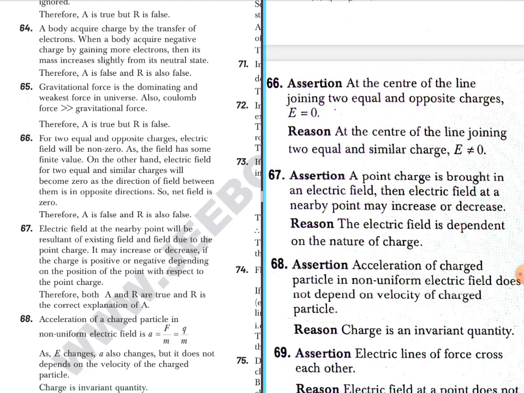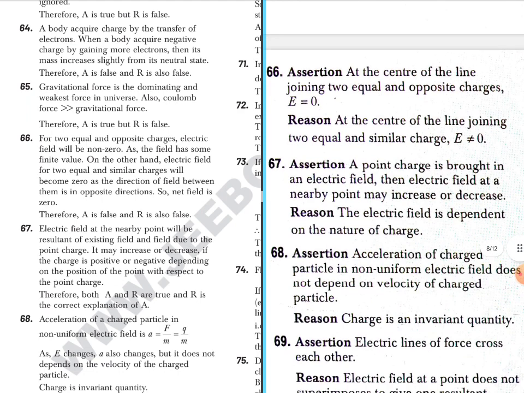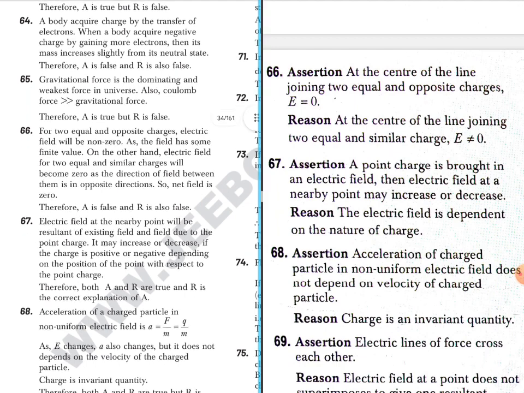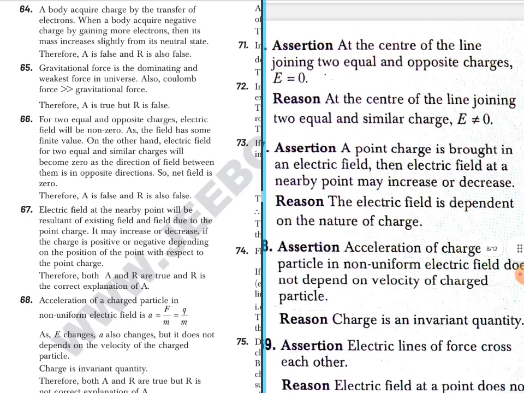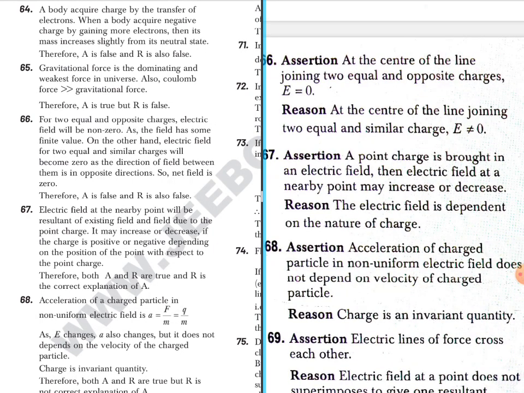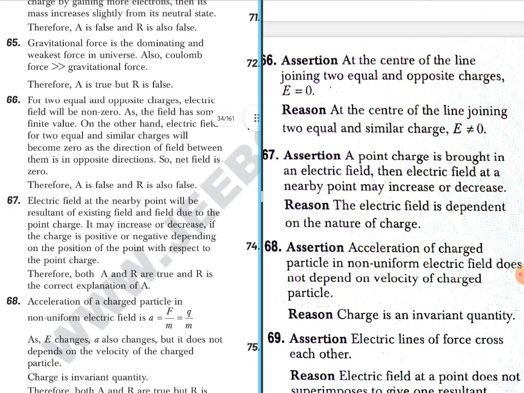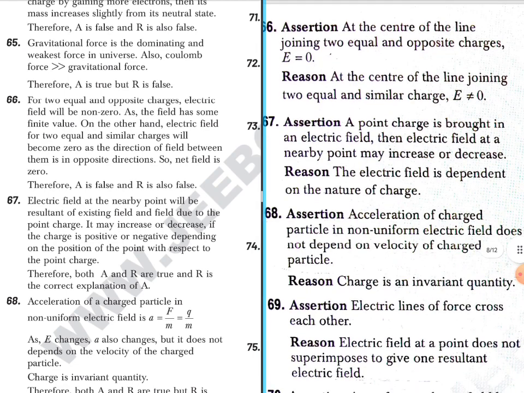Assertion: a point charge is brought in an electric field. The electric field at the nearby point may increase or decrease. True. Reason: the electric field is dependent on the nature of the charge. 67th. Yes, the electric field depends on the nature of the charge, yes. So the electric field at the nearby point will be the resultant of the electric field produced by this point charge and the existing electric field. And so the net electric field gets affected, may increase or decrease depending on whether it's positive or negative. And that's the right explanation, true.